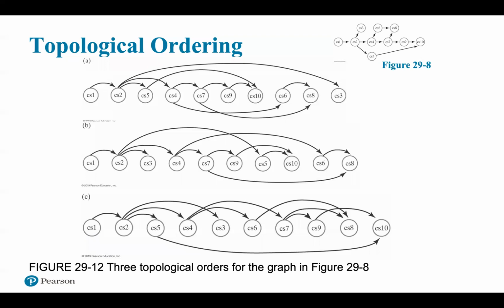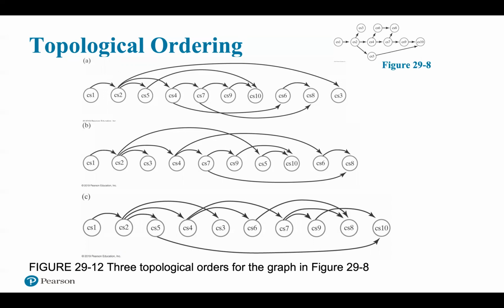Okay, let's talk about topological order. Figure 29.8 shows a graph that represents the prerequisite structure of a group of computer science courses. This graph is a directed graph without cycles. Recall that you can place the vertices of such a graph into a topological order.